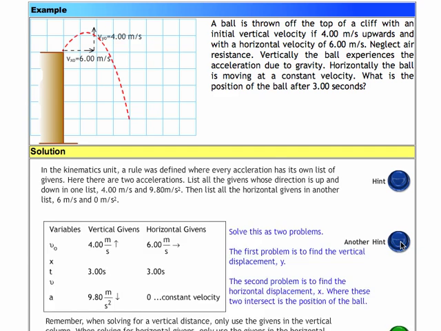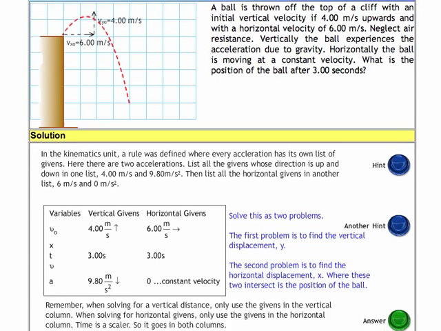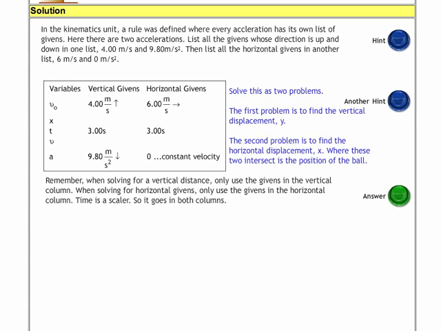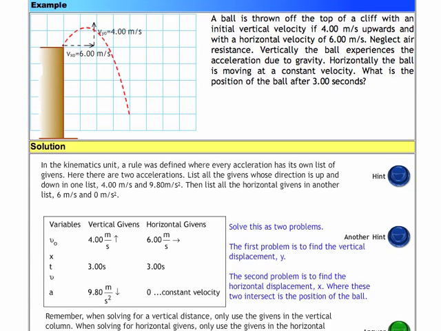So now let's look at the givens. I'll slide this up a little bit. So I can see that vertically it's going up at 4 meters per second. The time is 3 seconds, and 3 seconds goes in both columns because time is a scalar. So once you find it for one value, it automatically goes in both. And the acceleration due to gravity is going downwards, so that's going to make it a negative 9.8 when we put it in our formulas.